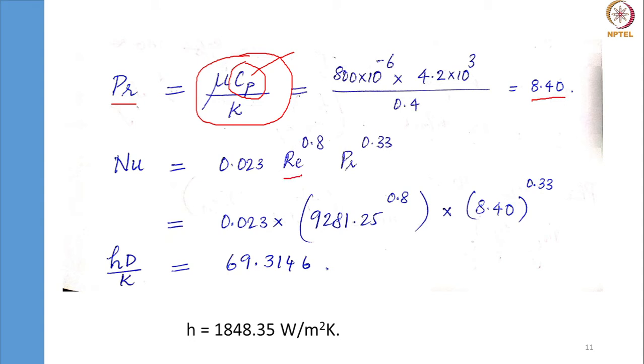So the RHS terms are all known now, Reynolds number and Prandtl number. Nusselt number is given as HD by K. We are interested to find out this term H, that is the heat transfer coefficient, given the hydraulic diameter and K. So we end up with the heat transfer coefficient being 1848 watt per meter square Kelvin. Any questions here?